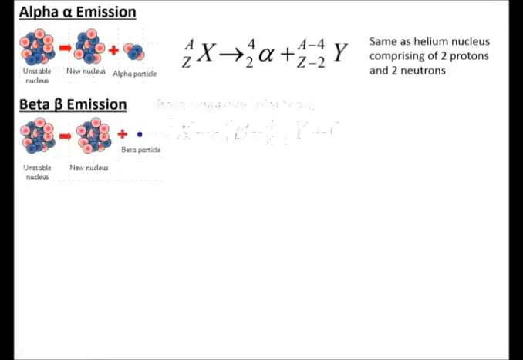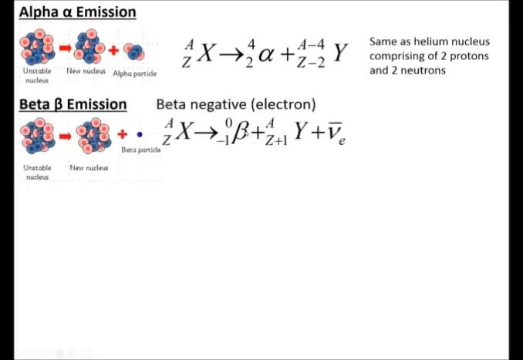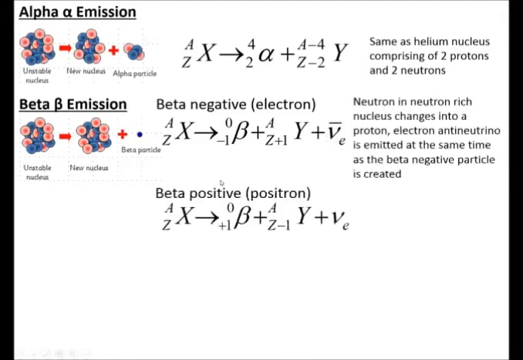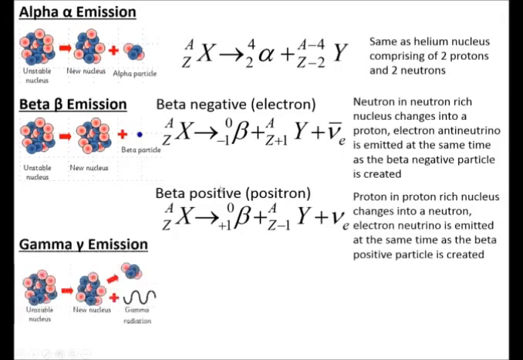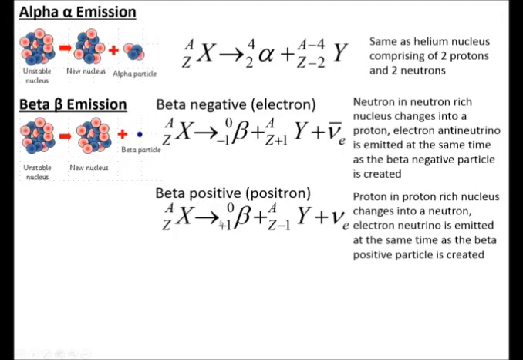A beta, in this case it's the beta negative, which is the electron, so no change to the mass number, but in this transformation a neutron turns into a proton, so Z goes up by 1, and we've also got our antineutrino here for conservation laws. This would be our beta positive emission. This time it's Z-1 because a proton turns into a neutron, but no change to the mass number.